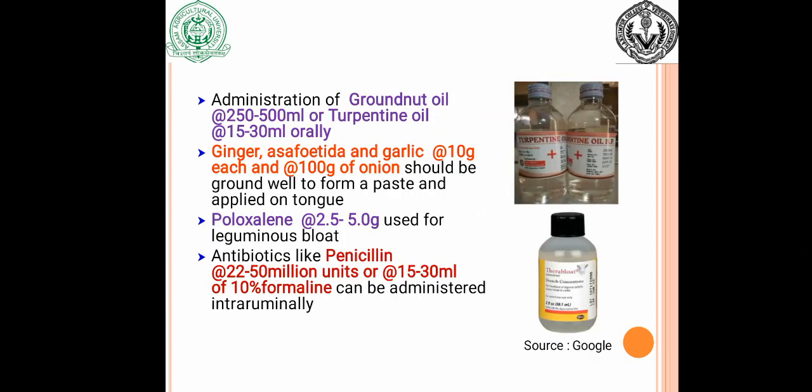Groundnut oil at a rate of 250 to 500 ml or turpentine oil at a rate of 15 to 30 ml can be administered orally. Ginger, asafoetida and garlic at a rate of 10 gram each and 100 gram of onion should be ground well to form a paste and applied on the tongue. Poloxalene at the rate of 2.5 to 5.0 gram is used for leguminous bloat.